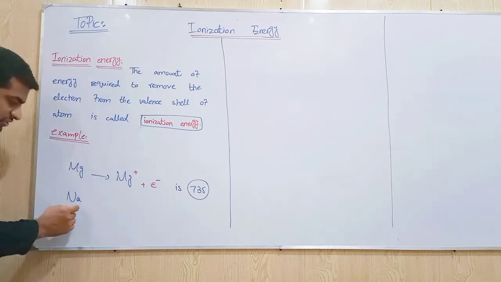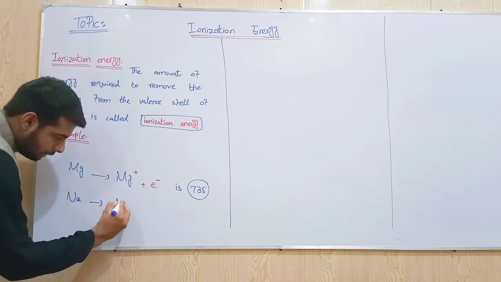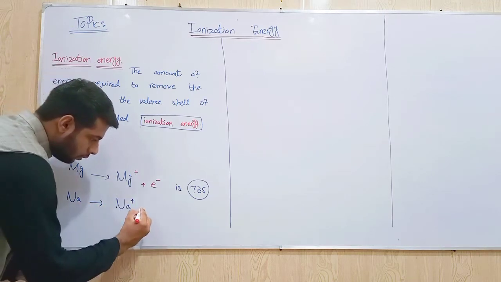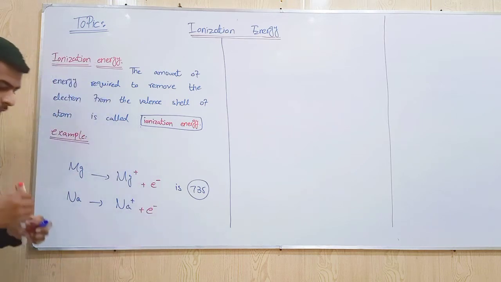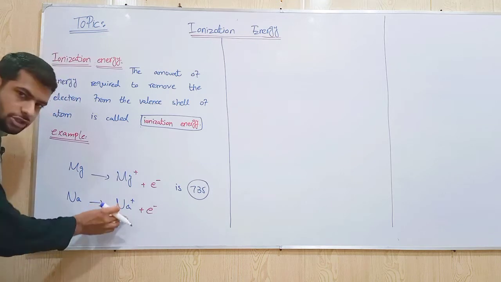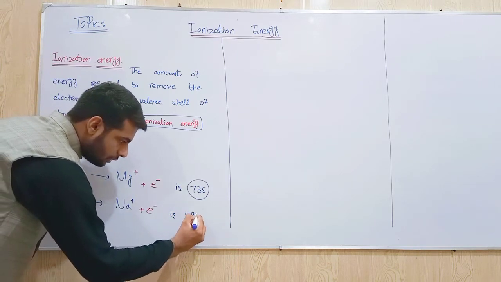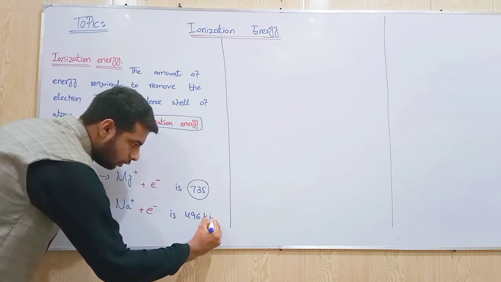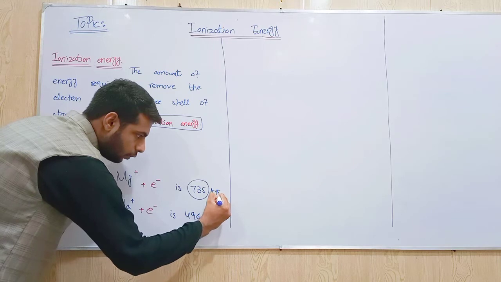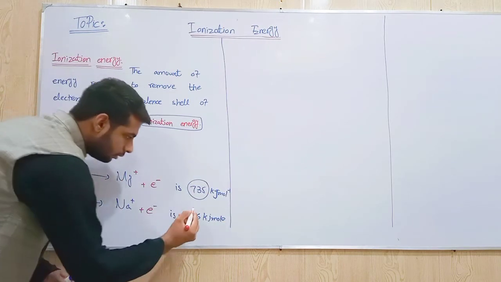And if we discuss the sodium atom, Na positive plus electron, the energy required to remove an electron from the valence shell of sodium is 496 kilojoule per mole. Similarly, kilojoule per mole. Is it clear?